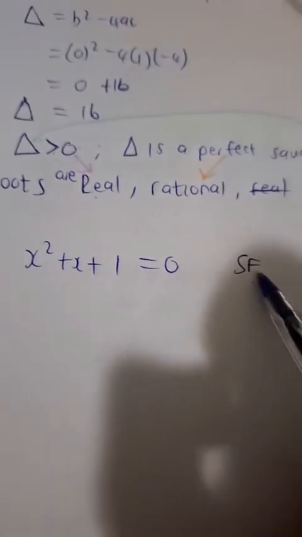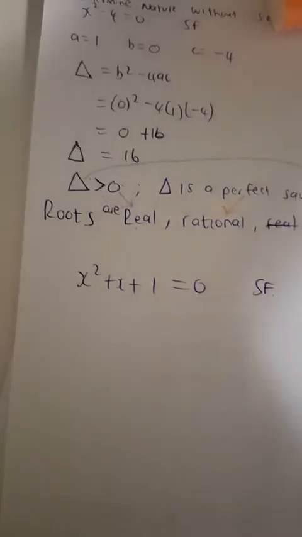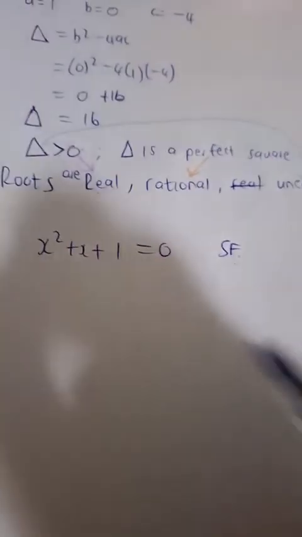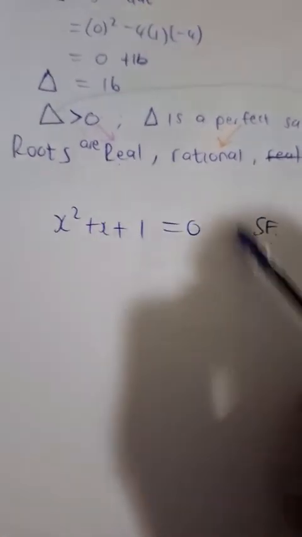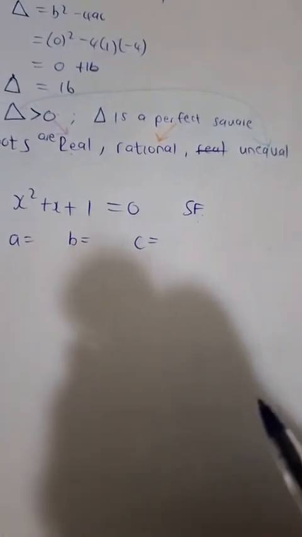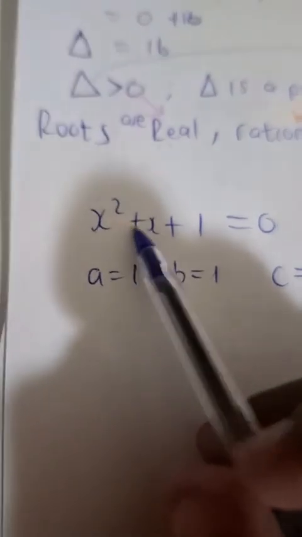Focus. Standard form, in other words, ax squared plus bx plus c. If there are things on this side, you transpose them so that the equation is in standard form. Step 2, you identify a, b, c. A is equal to 1, the coefficient of x squared. B is equal to positive 1, the coefficient of x. C is equal to 1, the constant term.